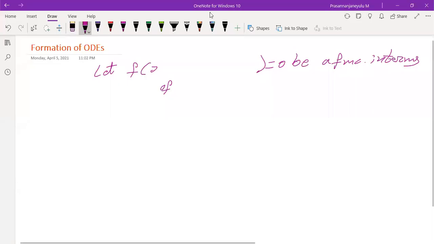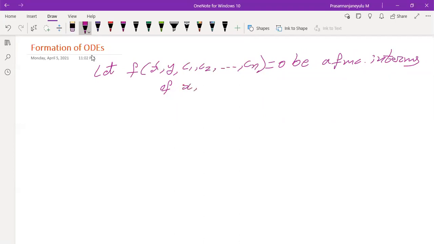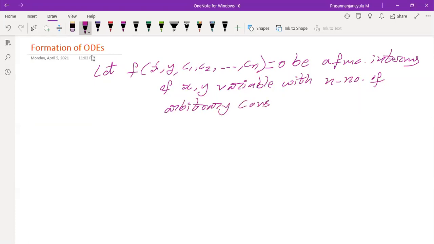Let f be a function in terms of two variables, x comma y, with n arbitrary constants, c1, c2, and so on, cn. What are the n arbitrary constants? C1, C2, C3, and so on, Cn. All these are n arbitrary constants. I'm taking this as equation number 1.